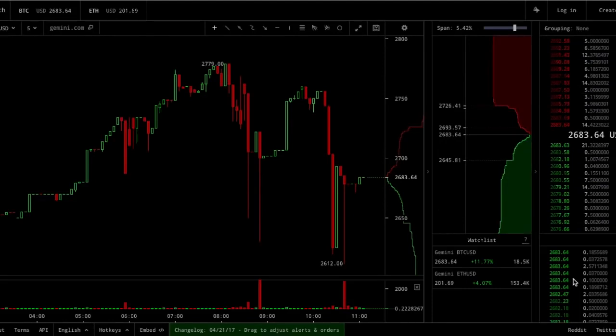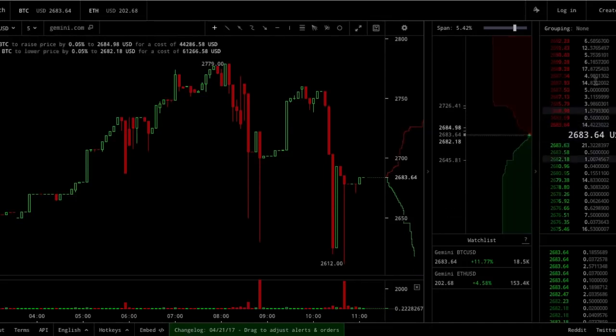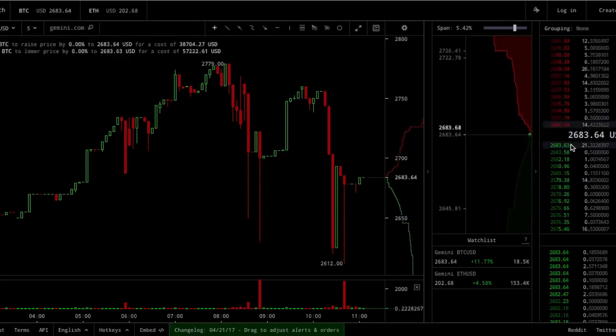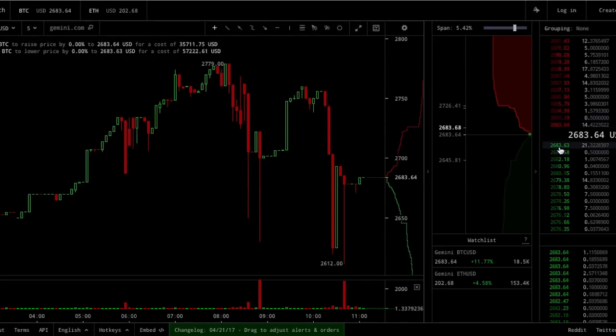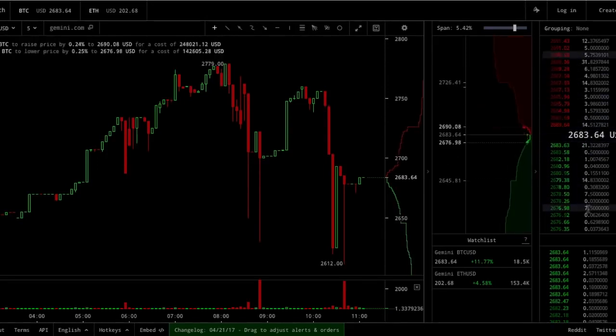Because remember, the more people who buy at market price, which would be here, anyone who buys at market is going to buy at this price of 2683.64, which is going to make this number smaller, obviously, because there is less Bitcoin to sell, which makes price easier to go up. And if many people sell at market price, they're selling at this price right here, 2683.63, which would make this number smaller, which would make price easier to go down right now.